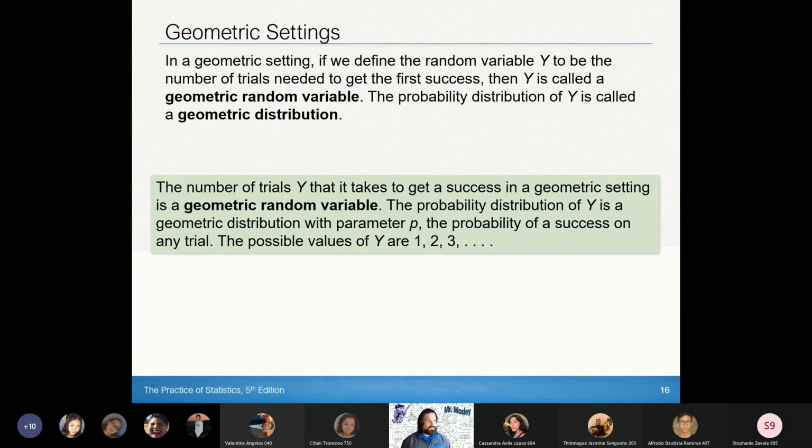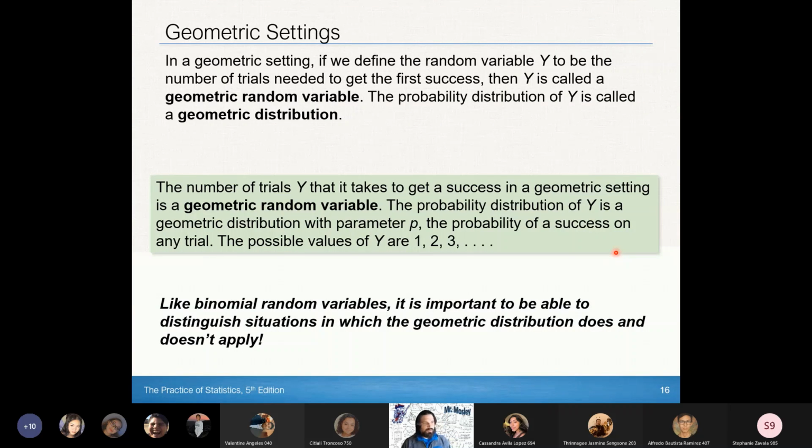In a geometric setting, if we define the random variable y to be the number of trials needed to get the first success, then y is called a geometric random variable. The probability distribution of y is called a geometric distribution. So we get this definition here. The number of trials y that it takes to get a success in a geometric setting is a geometric random variable. The probability distribution of y is a geometric distribution with parameter p, the probability of a success on any trial. The possible values of y are 1, 2, 3, and up to infinity. There's no known endpoint until we find the success.